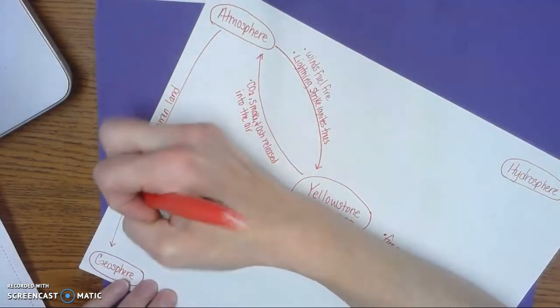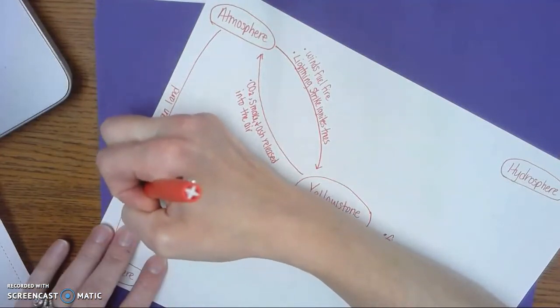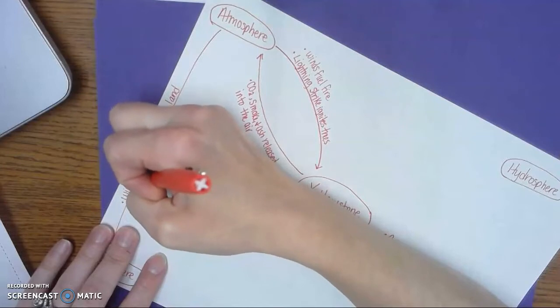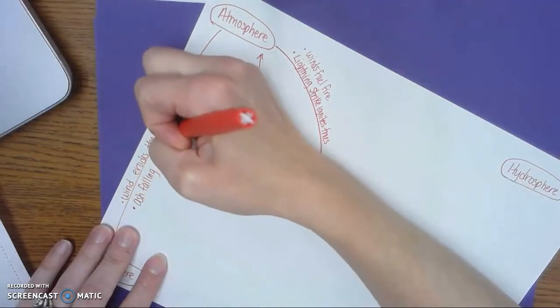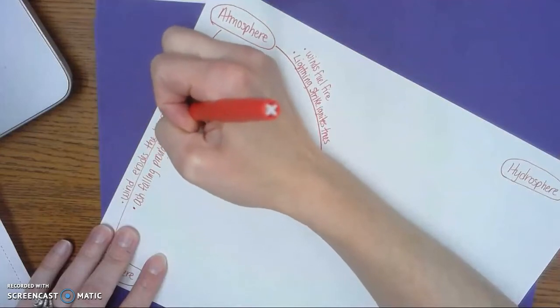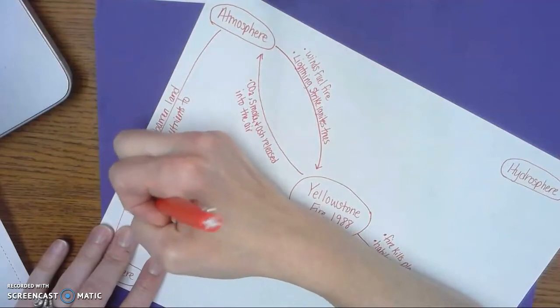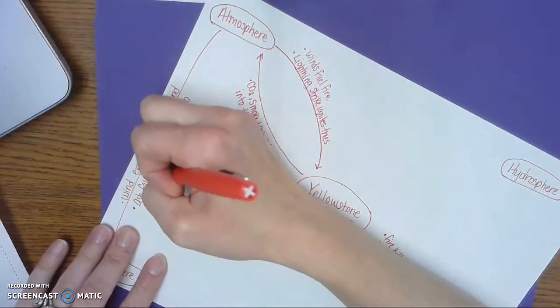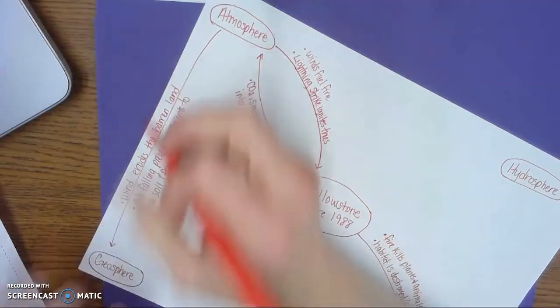So let's add that here, that falling ash provides nutrients to the soil. It's like a fertilizer. There we go.